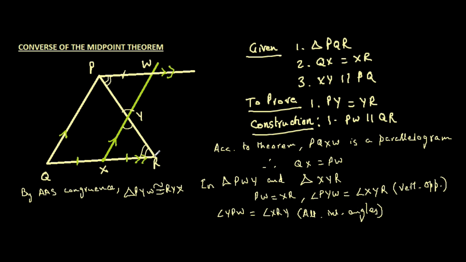So that means that PY would be equal to YR. And we can say that that is by CPCT, which means corresponding parts of congruent triangles. Now what did we have to prove? We had to prove that PY is equal to YR, and we have done that. So that is the proof of the converse of the midpoint theorem, that a line drawn from the midpoint of one side of a triangle which is parallel to another side bisects the third side into two equal parts.